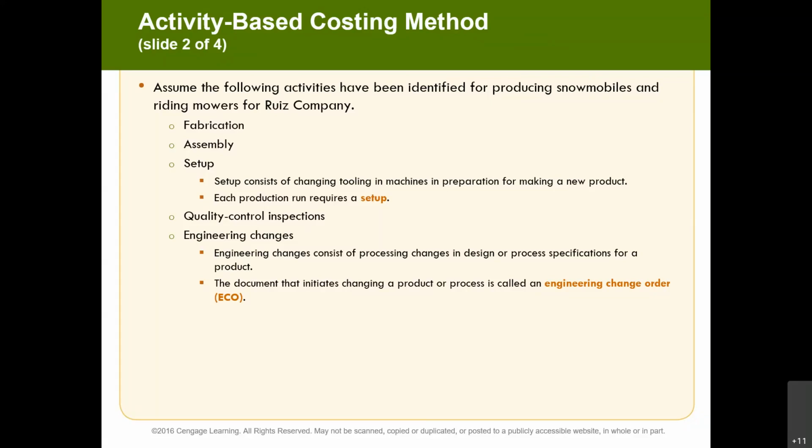So all of these, the fabrication, assembly, setup, quality control inspections, and engineering changes, are not departments, these are activities in the manufacturing process. So again, in activity-based costing, we're looking at the actual activities instead of departments.